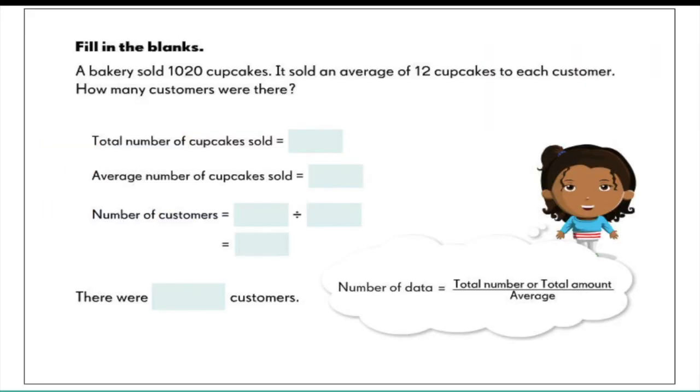Here's something for you to try on. A bakery sold 1,020 cupcakes. It sold an average of 12 cupcakes to each customer. How many customers were there? So to solve this problem, it would be useful if you find out the given information first. And once you have filled this up, use this formula. The number of data is equal to the total number or total amount divided by the average, and you will get the number of customers.